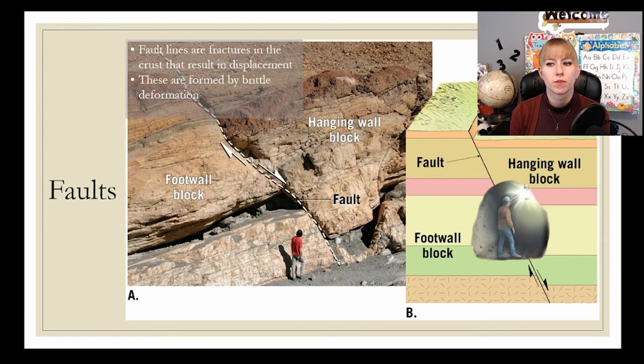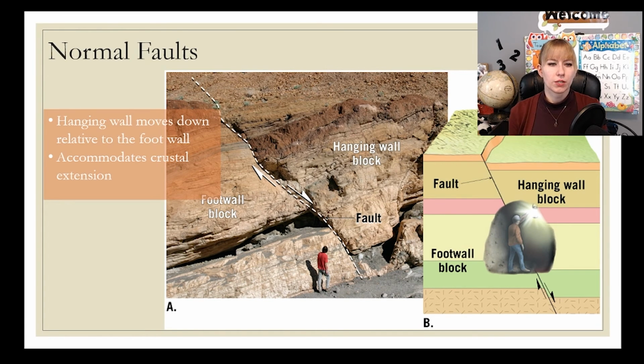The rock surface above the fault is called the hanging wall, so it's where you would hang your lamp if you were thinking about being in a cave. And the footwall is the block that is below, where you would always walk upon. A normal fault is when the hanging wall moves down relative to the footwall and is accommodated by crustal extension.